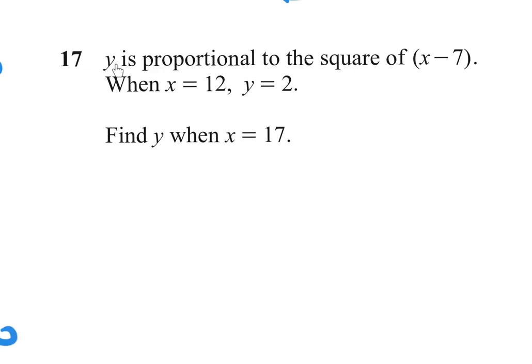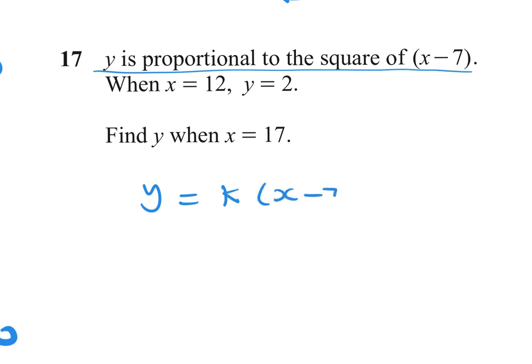Number 17. y is proportional to the square of x minus 7. When x is 12, y is 2. Find y when x is 17. Yes. Can you solve? y is proportional to the square of x minus 7. So y equals k times (x minus 7) squared.